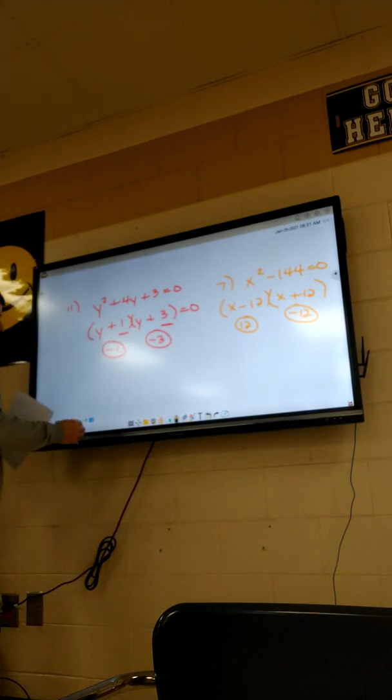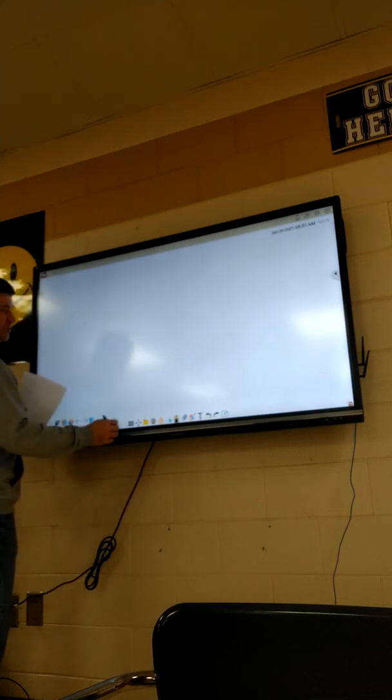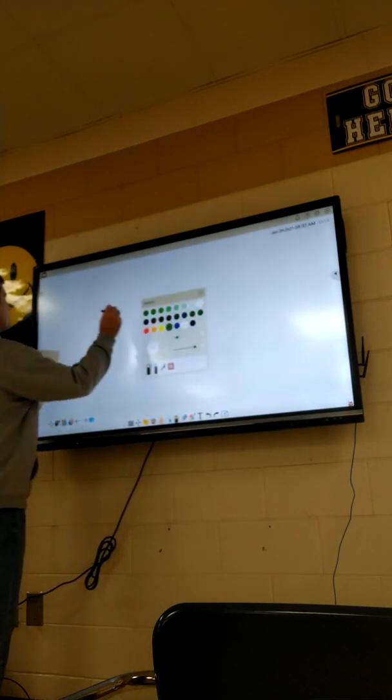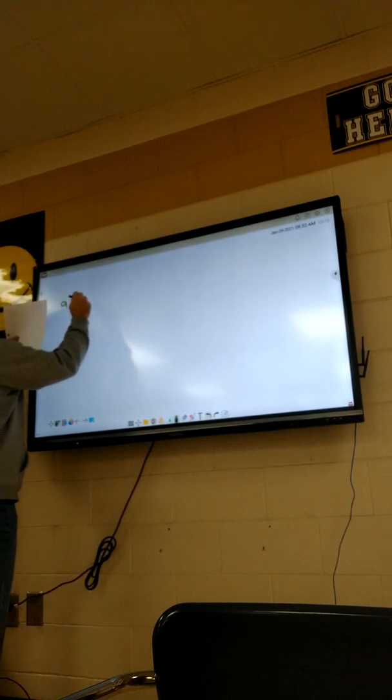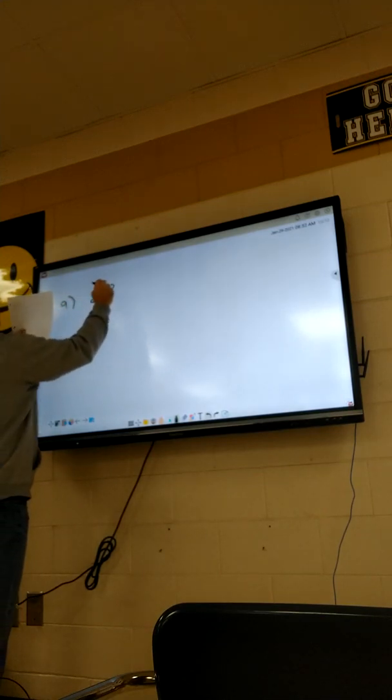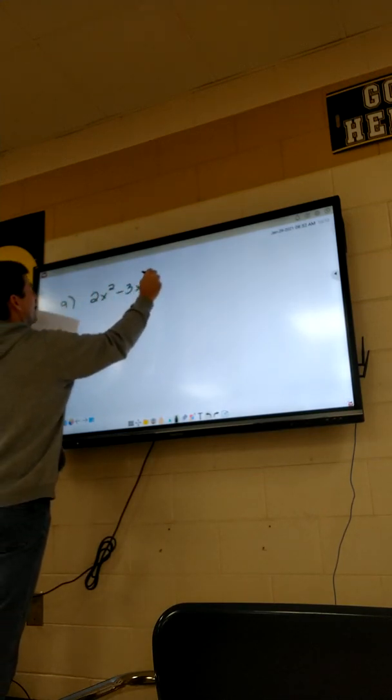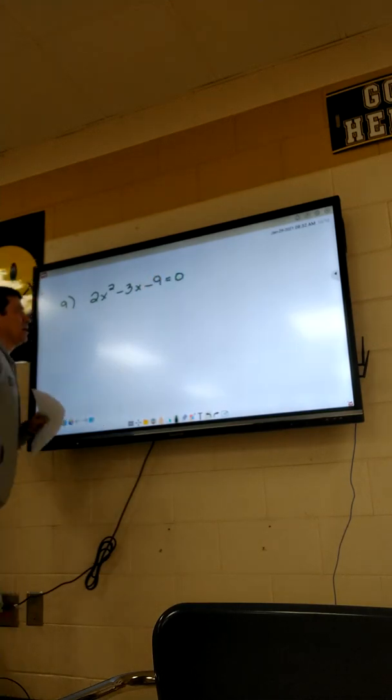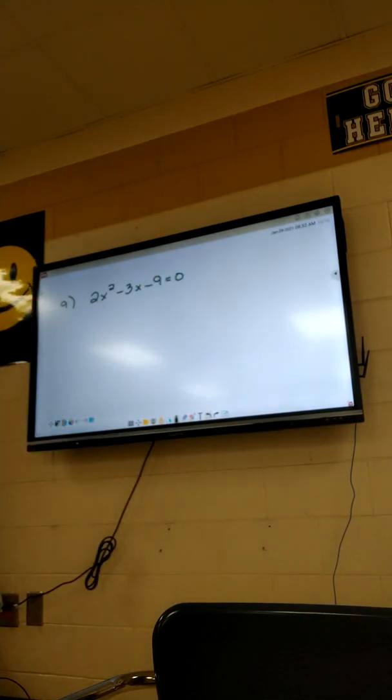All right, next one. Let's go to number 9. This is where you guys normally forget how to do these from last year. Number 9 says 2x squared minus 3x minus 9 equals 0. Hey, why did I move my minus 9 over? Everything has to be on the left. It's got to be in standard form.